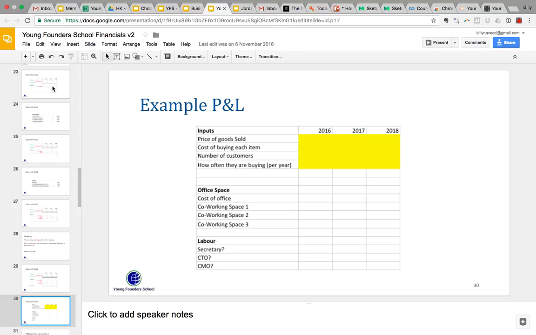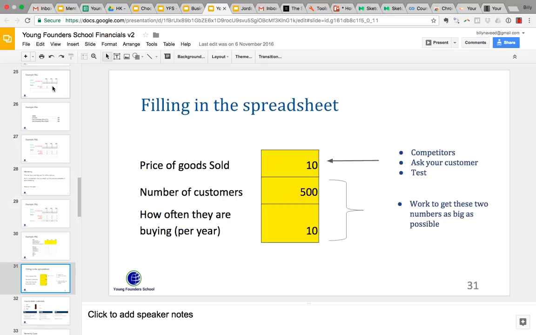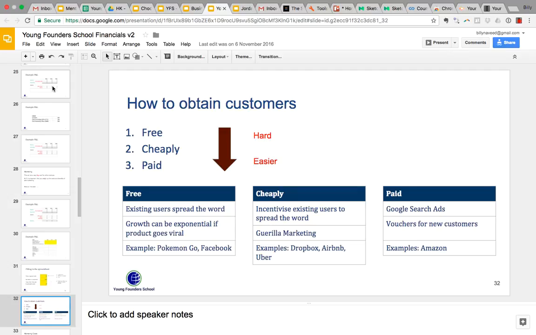What we've done actually is we've given them a spreadsheet, which is an example P&L, where they just stick in numbers into the orange cells, and it actually spits out various numbers. All they need to do really is type in the price of the goods sold, number of customers, how often they're buying per year, do the work on the CMO and CTO from a labor perspective, and do work on the costs of the various co-working spaces, and the spreadsheet calculates all of the rest of the costs for them.